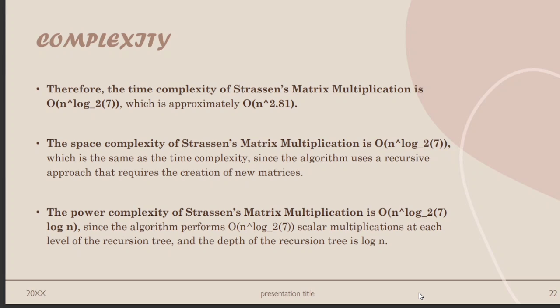The space complexity of Strassen matrix multiplication is order of n to the power log 2 7. The power complexity of Strassen matrix multiplication is order of n to the power log 2 7 times log n, since the algorithm performs scalar multiplications at each level of the recursion tree and the depth of the recursion tree is log n.